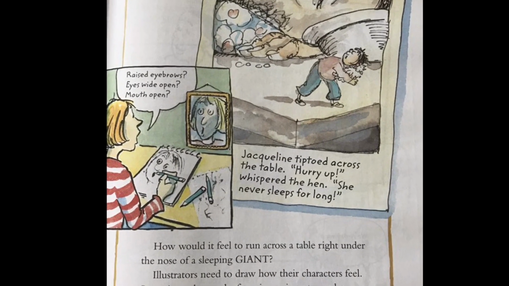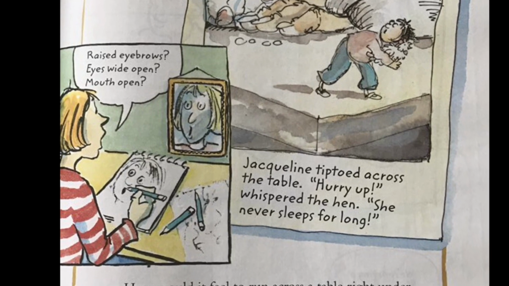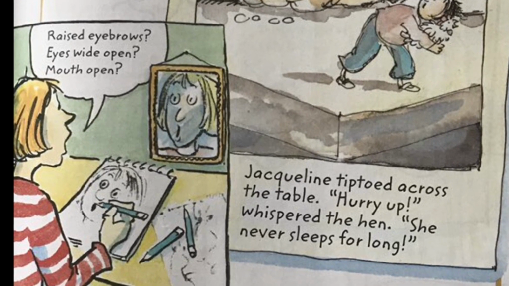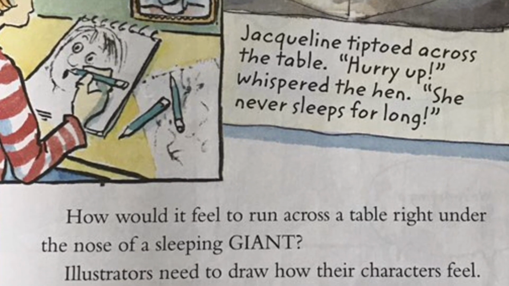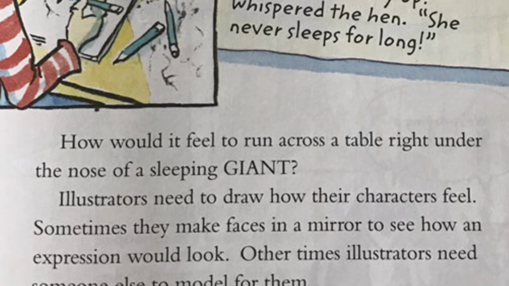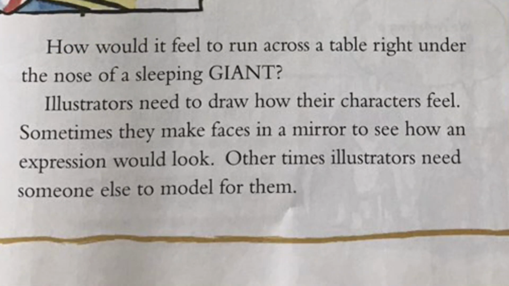Raised eyebrows, eyes wide open, mouth open. Jacqueline tiptoed across the table. Hurry up, whispered the hen. She never sleeps for so long. How would it feel to run across a table right under the nose of a sleeping giant? Illustrators need to draw how their characters feel. Sometimes they make faces in the mirror to see how an expression would look. Other times, illustrators need someone else to model for them.